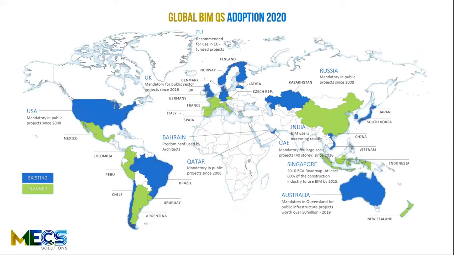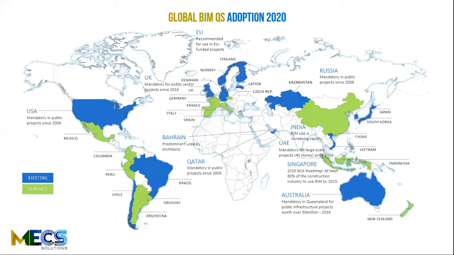In terms of adoption, we've seen a huge push in the last 10 years for companies or countries choosing to adopt BIM and actually mandate it. So here, for instance, you can see the US, it's been mandatory since 2008. In Bahrain, it's predominantly used by the architects, but we're trying to push BIM technology here. In Qatar, it's mandatory as well for some projects.